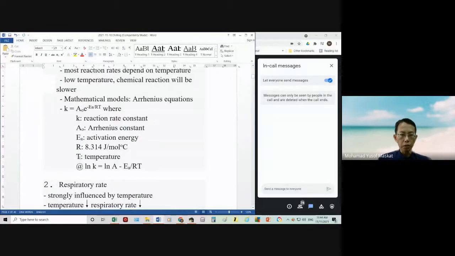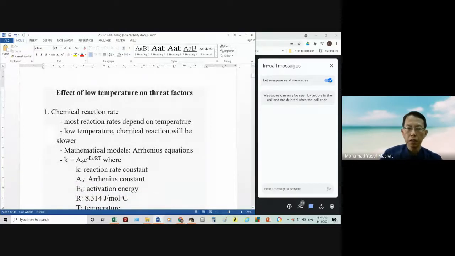If you look at this, we can change its form, convert it from this form to this one. Based on this, we can see that this model relates k to T. This is how we relate temperature with the reaction rate by using the Arrhenius equation. So in general, for chemical reactions, the lower the temperature, the lower the reaction rate.